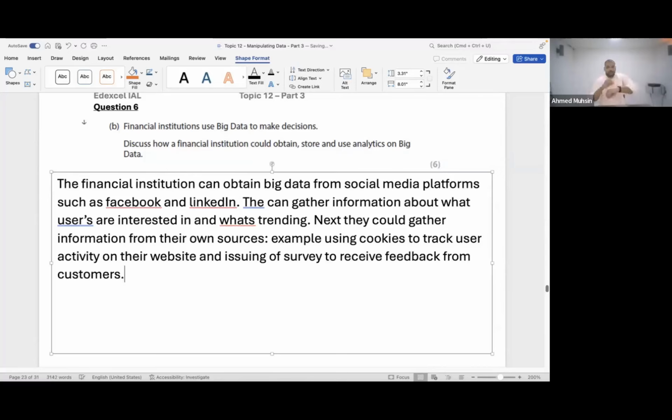So we have now spoken about how they can obtain this data. Next, we need to talk about how they can use this data.